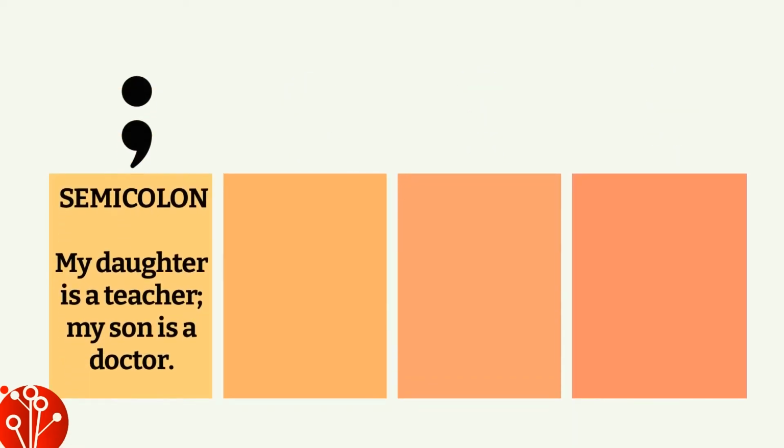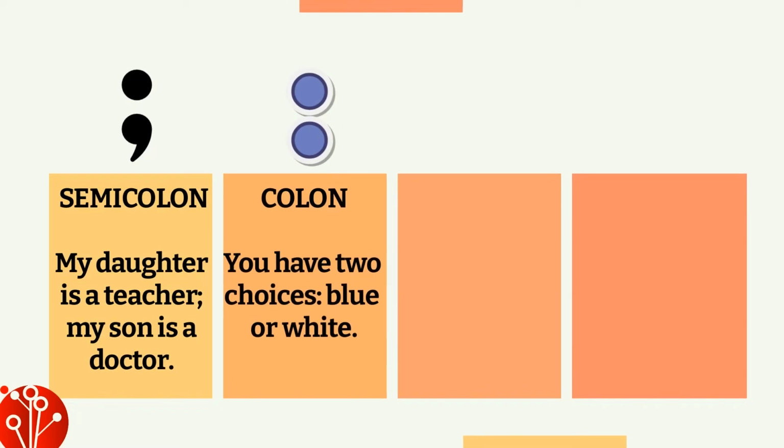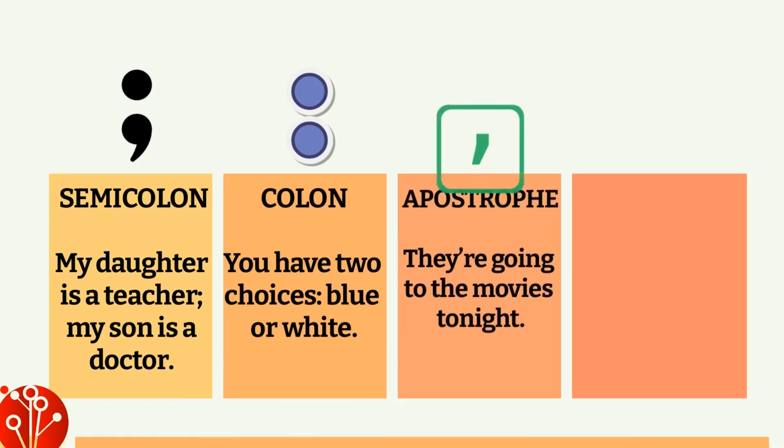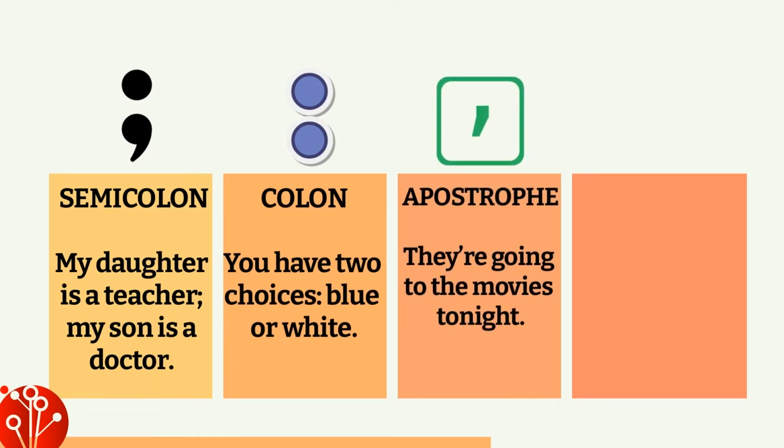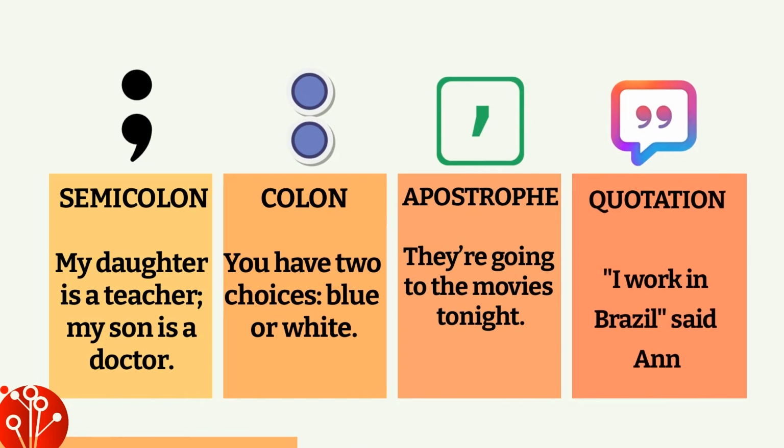Next, semicolon, used to join two independent clauses that are not connected with a conjunction. Colon, used to introduce a list and before a final clause that explains something in the sentence. Apostrophe, used in contractions and to indicate possession. And quotation, used for direct speeches.